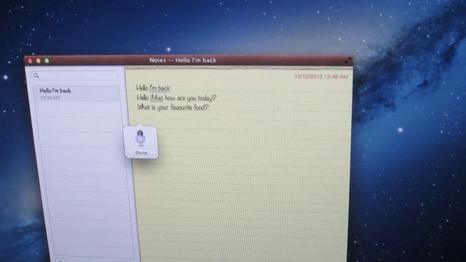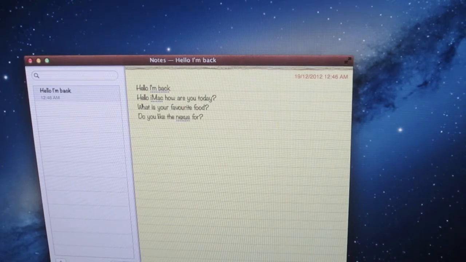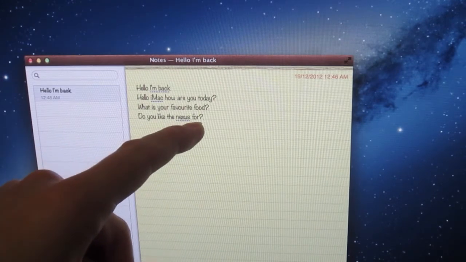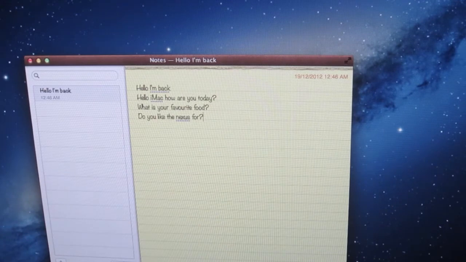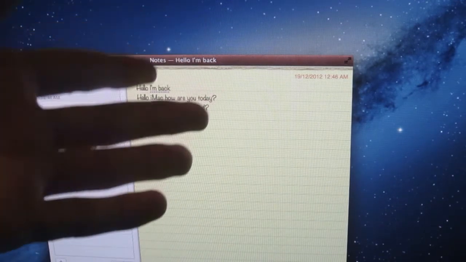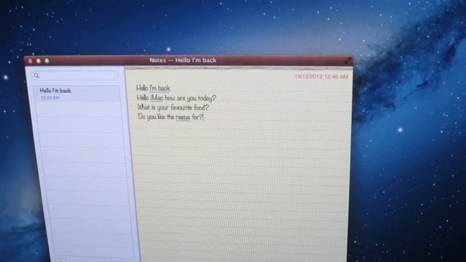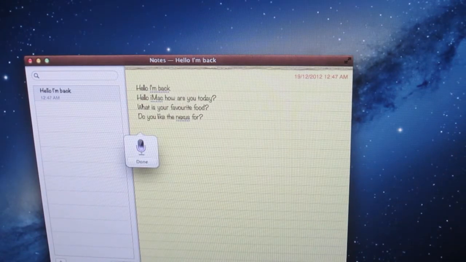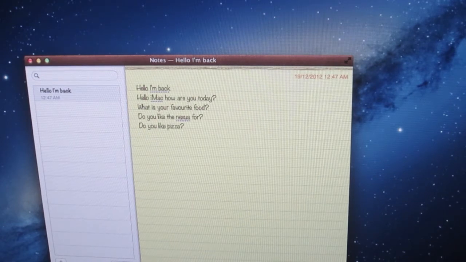Do you like the Nexus 4? Question mark. So almost got that right, apart from saying 4, but not the number 4, but obviously it wouldn't know that, so I'd say that's perfect as well. Do you like pizza? Question mark. And it got that right as well. Wow, this is actually quite impressive.